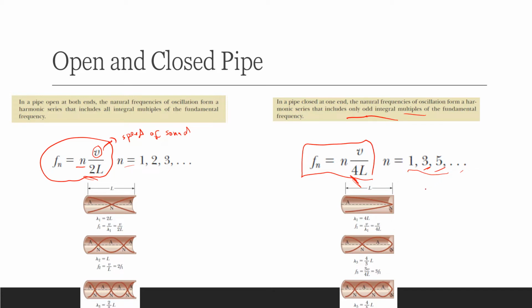So there's no second harmonic, no fourth harmonic, no sixth harmonic in a closed pipe. So take note of that. n is either 1, 3, 5, 7, 9, and so on, all odd numbers for the value of n. Okay, so take note of this. For an open pipe the frequency is nv over 2L, and for a closed pipe we have nv over 4L.